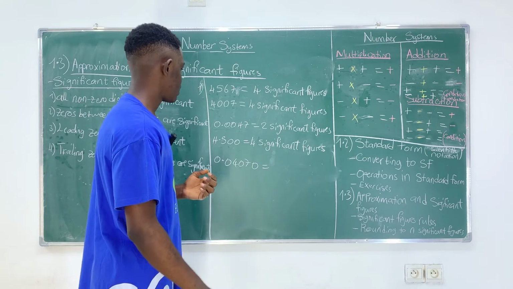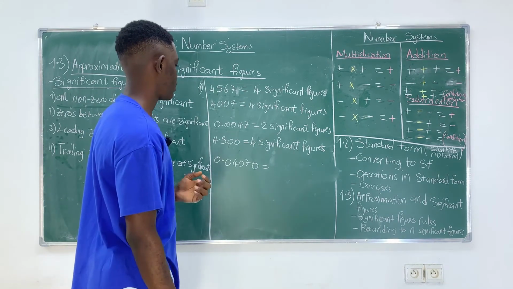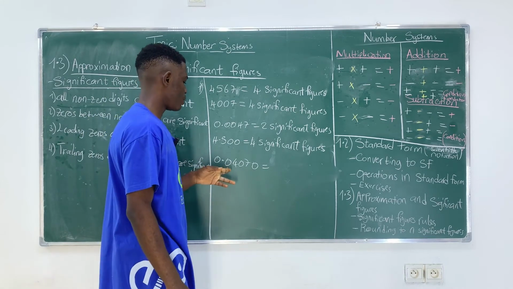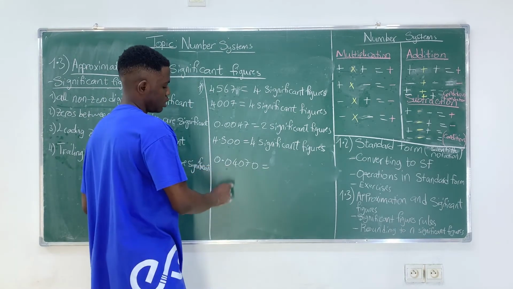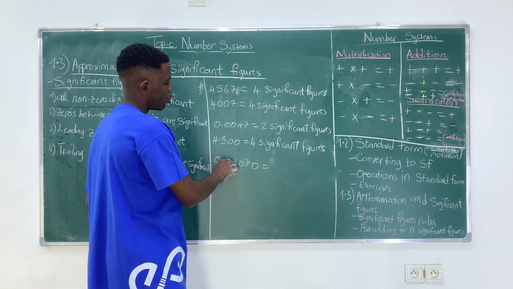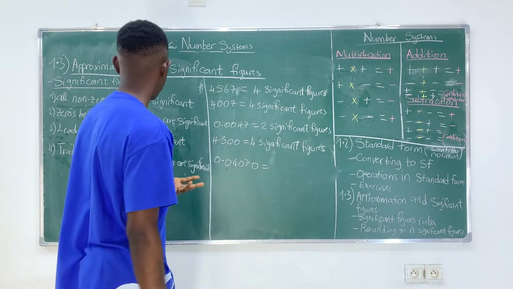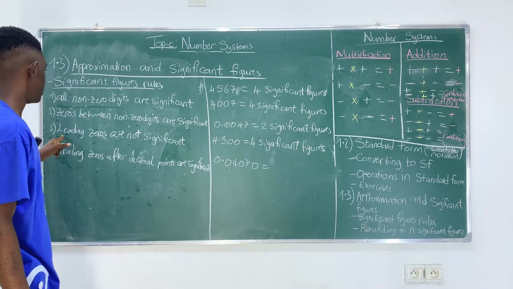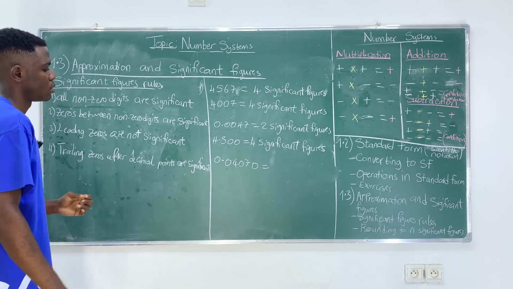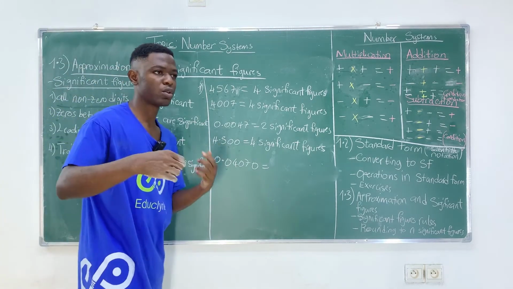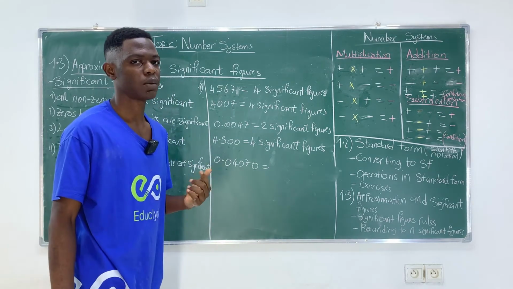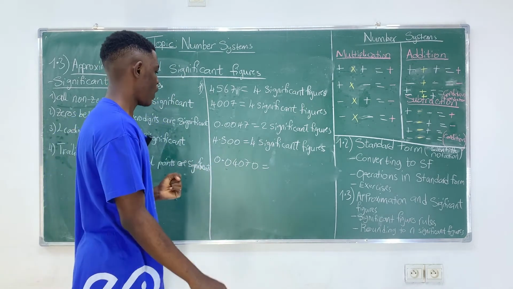Okay, so how many significant figures are here? A 0 immediately after a decimal point is not a significant figure. You say leading zeros are not significant. So leading 0 means first 0. This 0 and this 0, they're not significant, so you cannot count them as significant values.